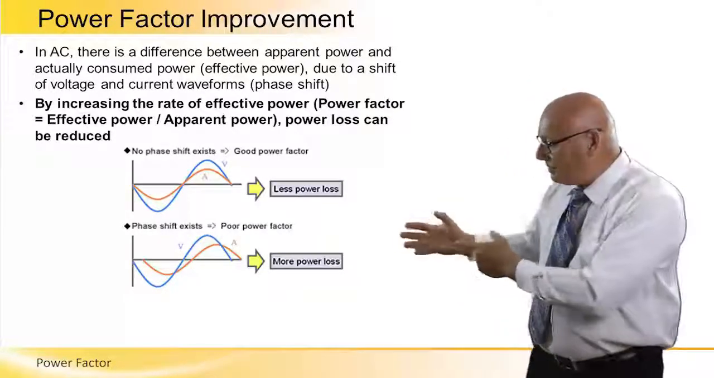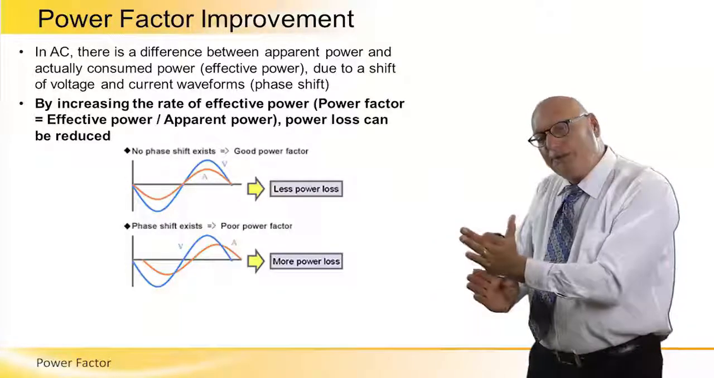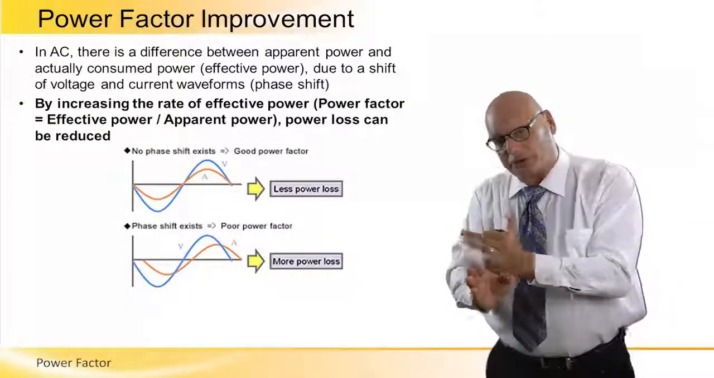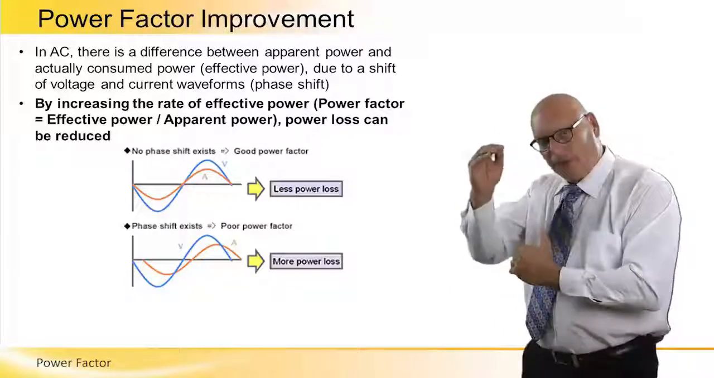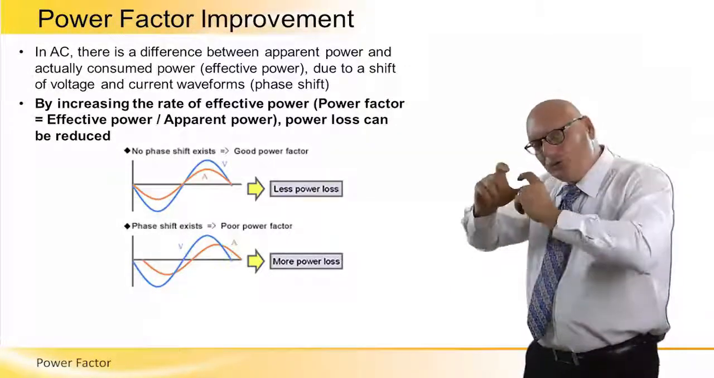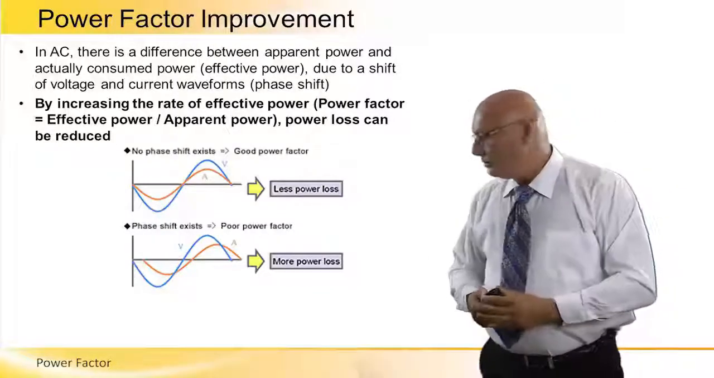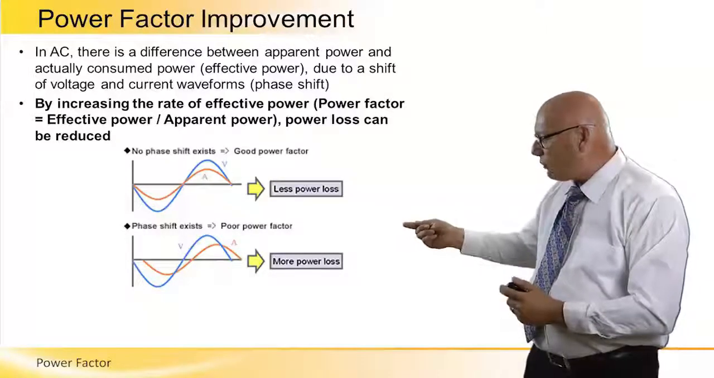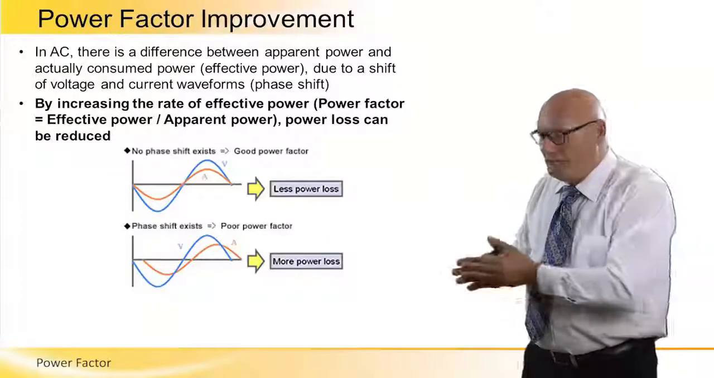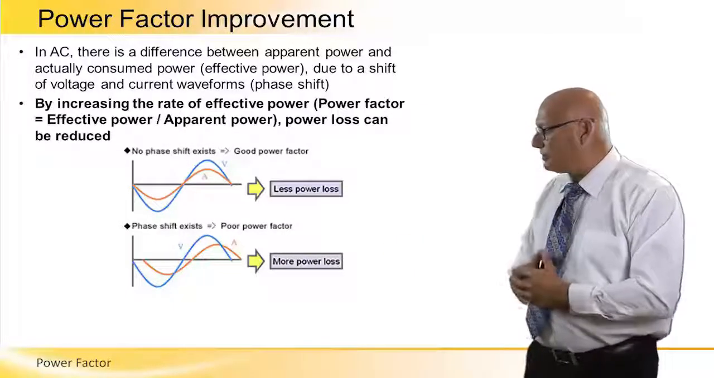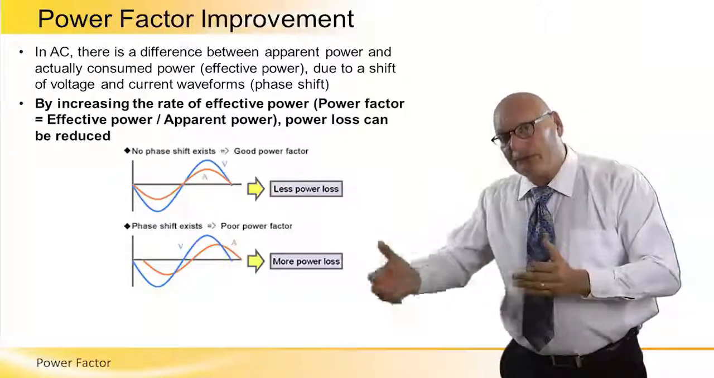So if we look now at the two graphs, we easily can see that if we bring the two waveforms together to be synchronized, to be in the same phase, the voltage and the current, then the multiplication of them will always be positive and all the power will go out. So less power loss is when we have no phase shift or minimum phase shift. More power loss is when we have a phase shift, and the loss is getting bigger when the phase shift is bigger.